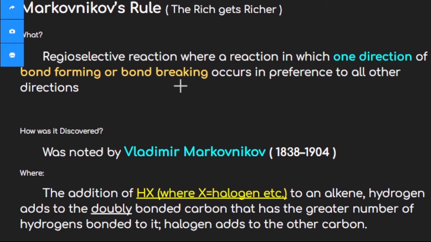HX could also mean XX for halogenation, since there are two halogens in halogenation, or HH for hydrogenation, or H2O for hydration to an alkene. And let us remember, the hydrogen adds to the doubly bonded carbon that has the greater number of hydrogens bonded to it, and on the other side, the halogen adds to the other carbon.